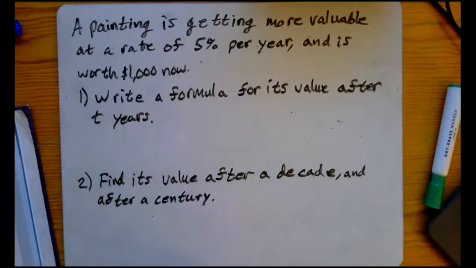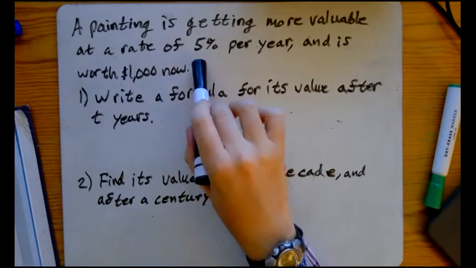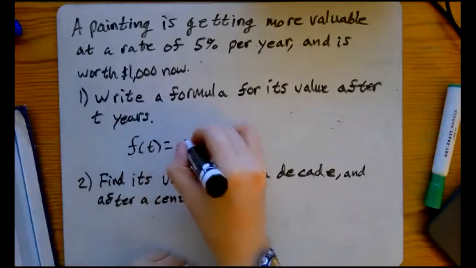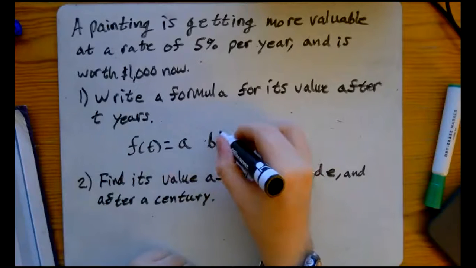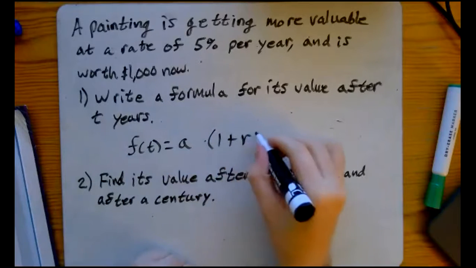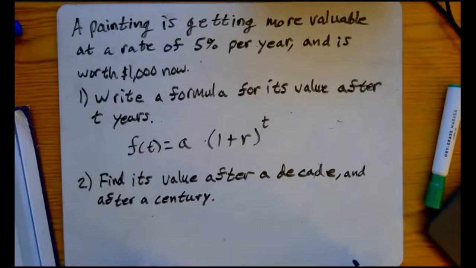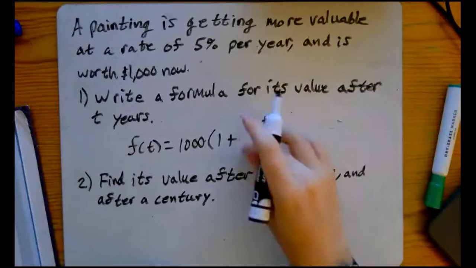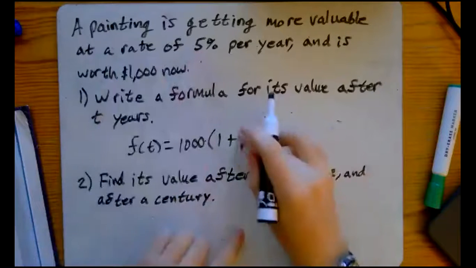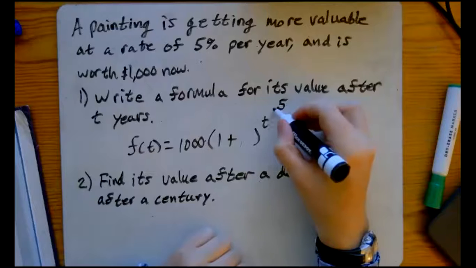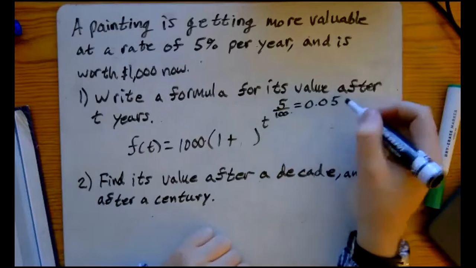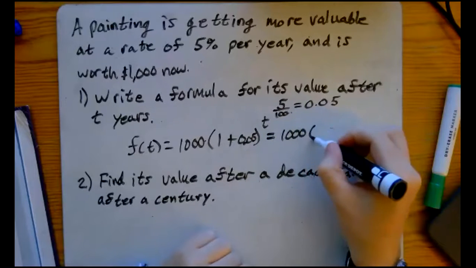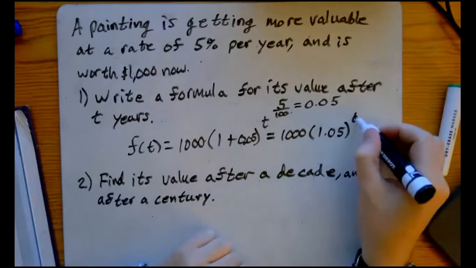All right. So we need to write a formula for its value after t years. It's getting more valuable every year, so it's experiencing exponential growth. So we will be using the formula A times 1 plus r to the t. A is our starting value, which is 1,000. Easy enough. What about r? Well, r is not just 5, because remember that we need to convert the percentage to a decimal. 5 divided by 100 is 0.05. So it's 1 plus 0.05, which is, of course, 1.05 to the t.